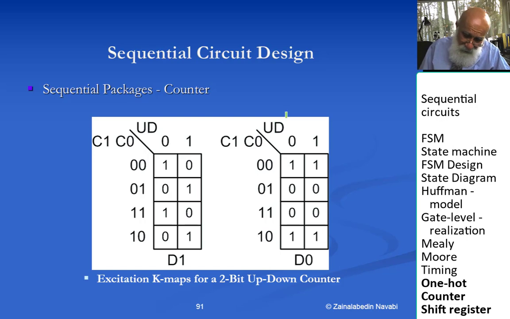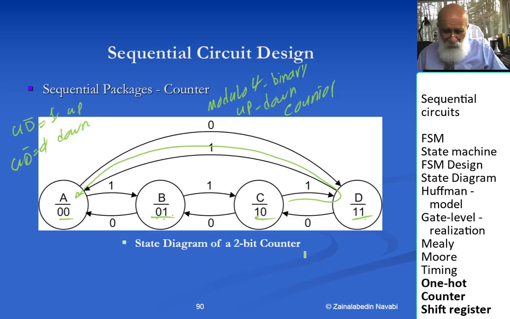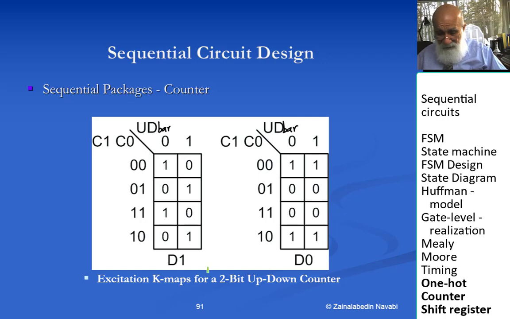So maybe we should use this UD bar. So if UD bar is 0, I'm extracting these two tables for actually for y1 and y0, but then I decide I want to do D flip-flop, and therefore these tables become D1 and D0.